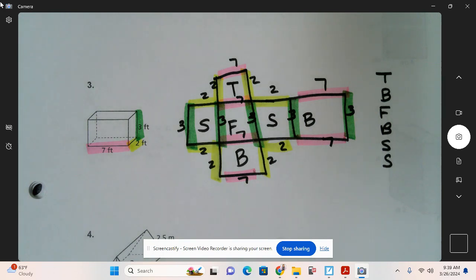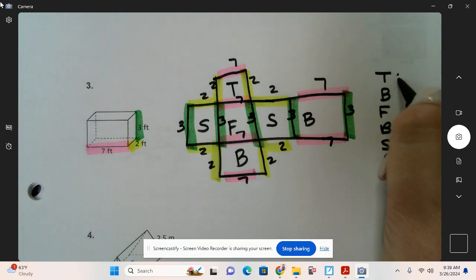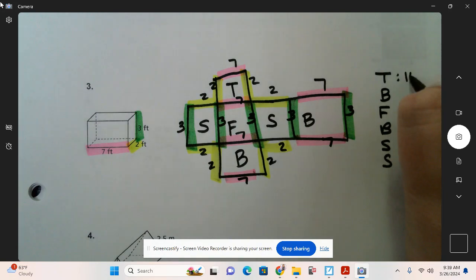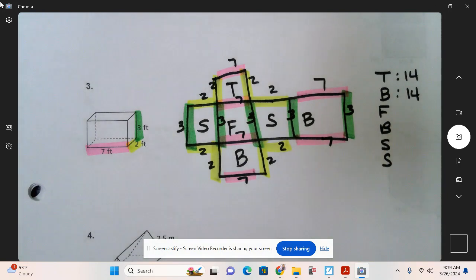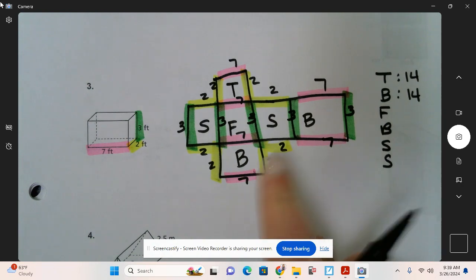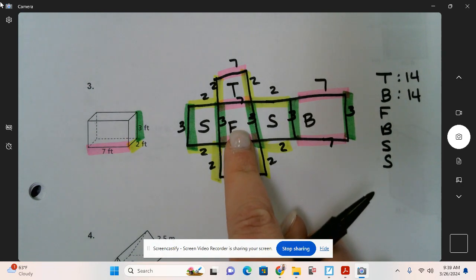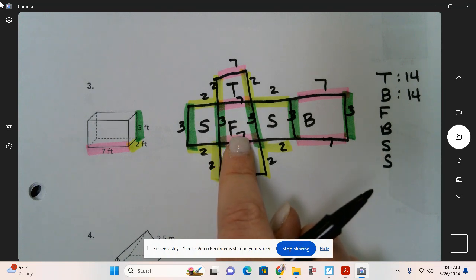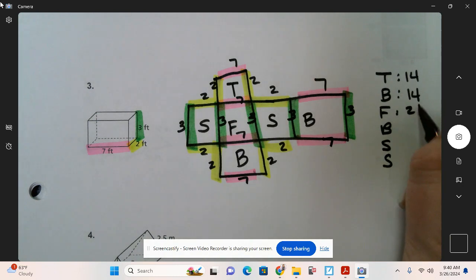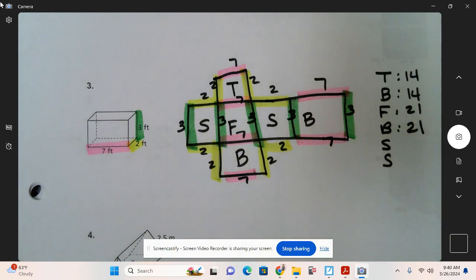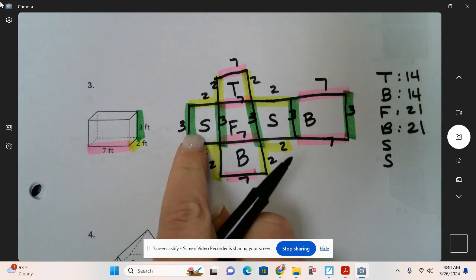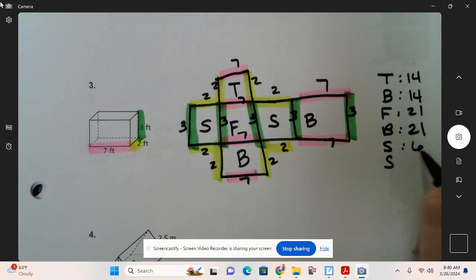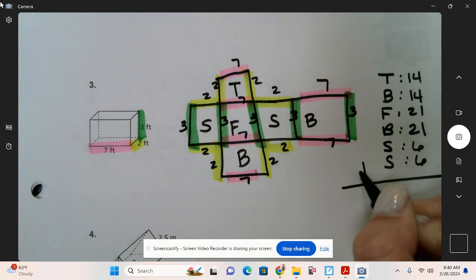Now we can start finding areas, right? The area of the top, 2 times 7, which is 14. So that means my bottom is also 14. My front is 3 by 7. So what's the 21? Which means my back is also. And then my sides are 3 by 2. So that gives me. And I add it all up.